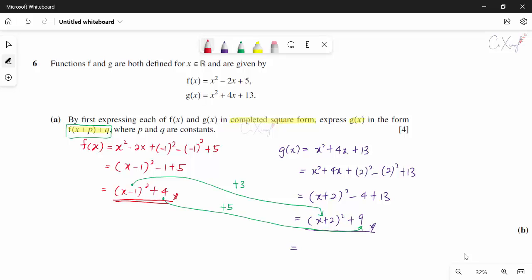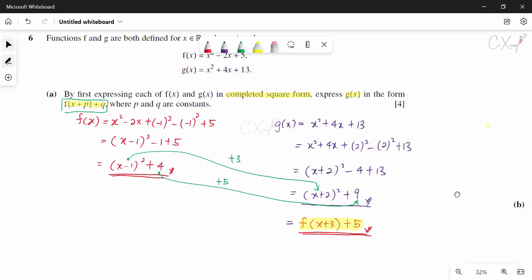All right, so if you try to compare these two functions, generally you can see that g(x) can be written as f(x + 3). That means we add 3 inside the bracket for the function, and also add 5 outside the function. So this is what we have. Okay, g can be written as f(x + 3), then plus 5.